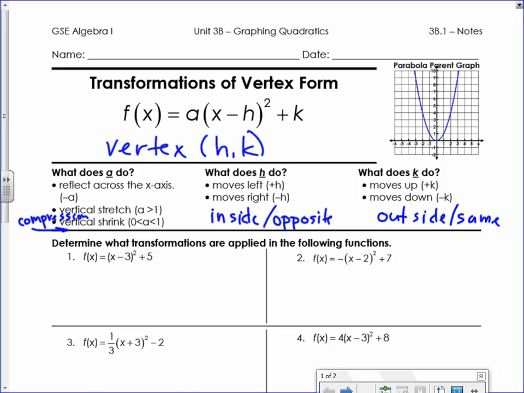If it's plus H, it's going to move to the left. The K, it is what it is. If it's positive, it moves up. If it's negative, it moves down. So inside the parentheses, it does the opposite. Outside the parentheses, it does the same thing. Whatever the sign is, it does. If you feel like you can miss right now, this is new stuff, all right?